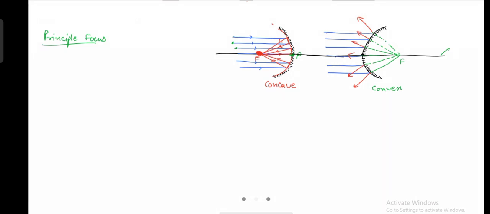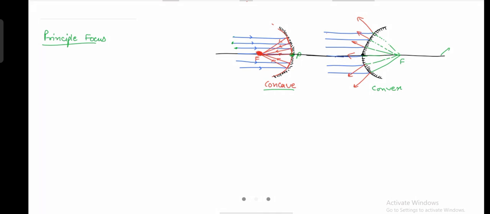Now it is said that if some line is coming parallel to the principal axis in the concave mirror, it will be going to one point. All of these lines will be going to one point. Now we cannot leave that one point like that. How will we explain that point? For that we have just given that point a name, and that is called the focus point.